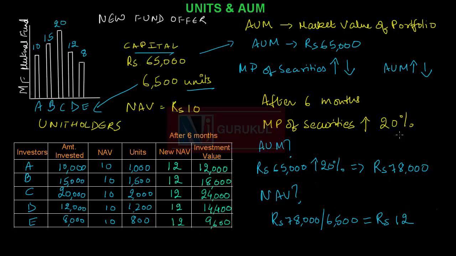So, as the market prices of securities increased by 20%, the AUM also increased by 20%, the NAV also increased by 20%, and the investment value of the investors also increased by 20%. With this, we conclude the topic of units and AUM.